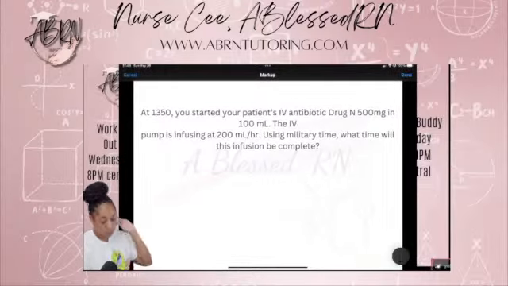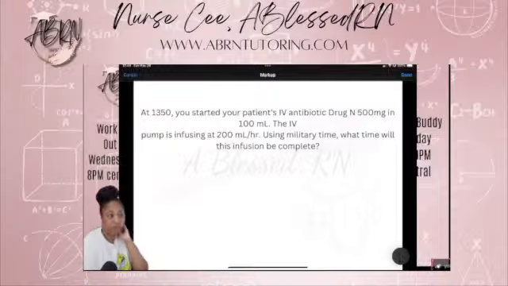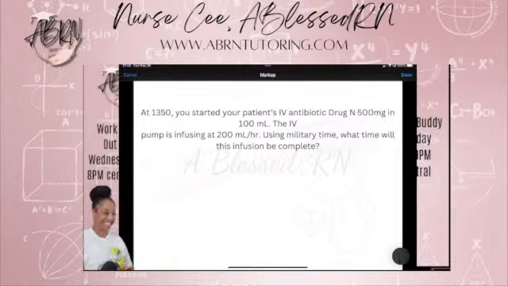At 1500, you started your patient's antibiotic drug in 500. You make this so easy. Yes, that is my entire goal. So we've got a drug in that is 500 milligrams in 100 mLs. The IV pump is infusing at 200 mLs per hour. Using military time, what time will this infusion be complete?